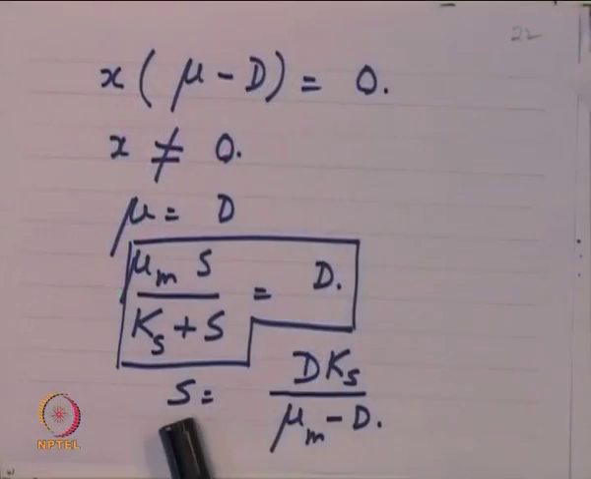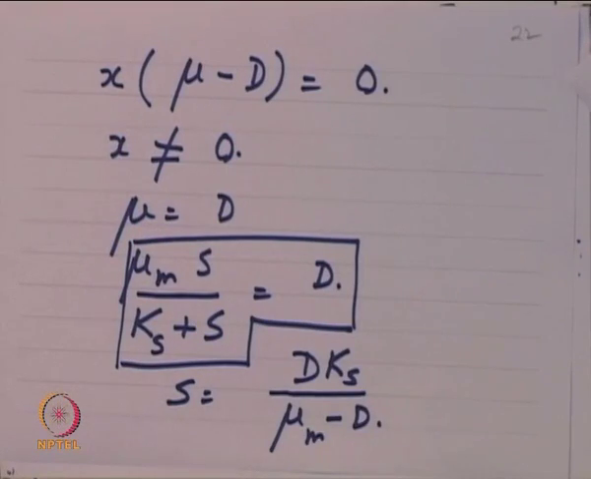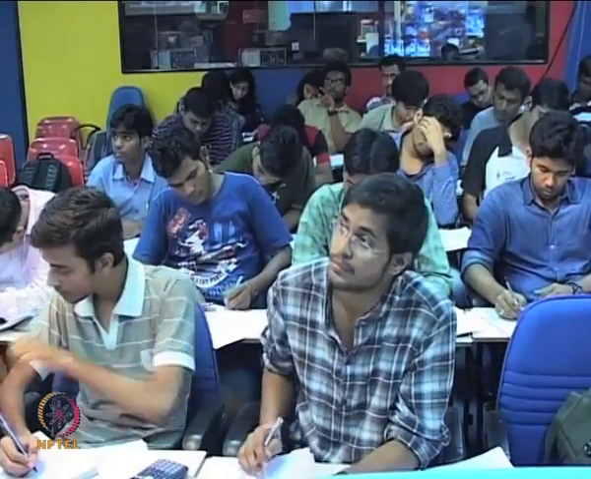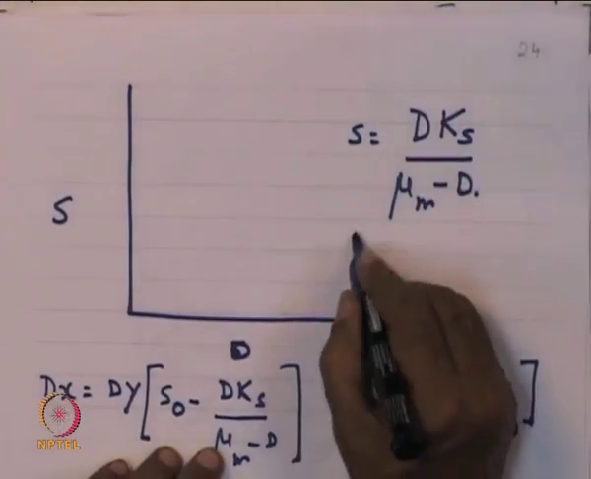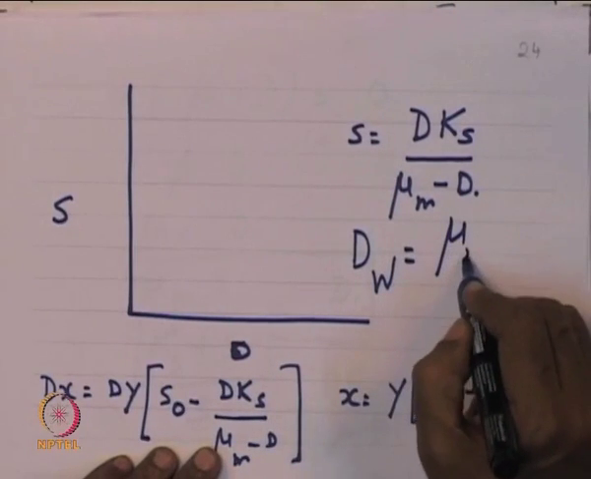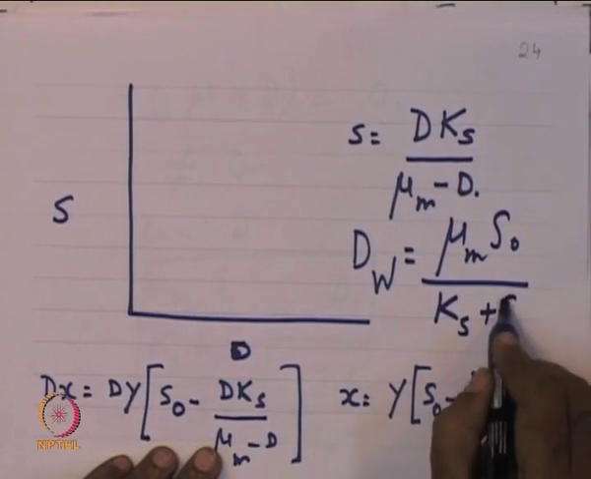Okay. Why did it happen? The answer is, if you put S equal to S naught here, it will tell you the dilution rate at which washout occurs, correct? Let us do that. Put S equal to S naught here. So, what is the washout dilution rate? So, what is D_W equal to? Mu m S naught by K s plus S naught.